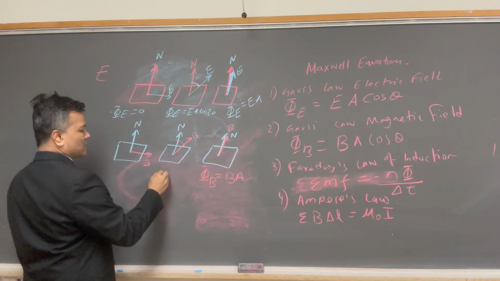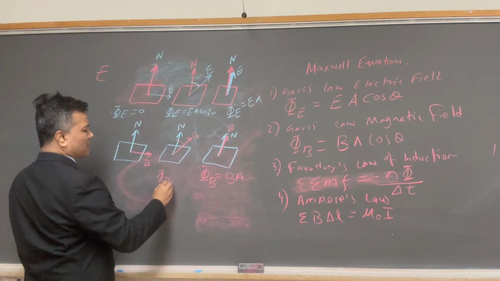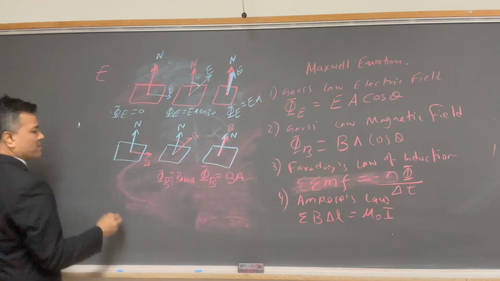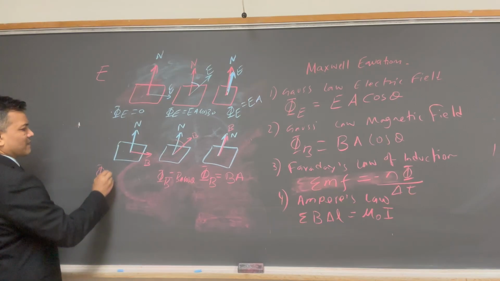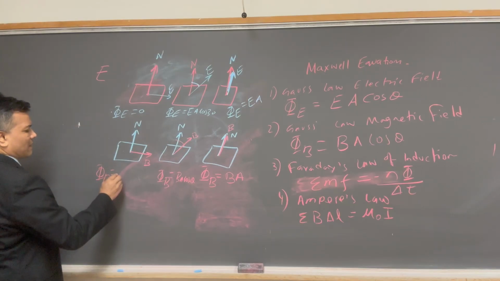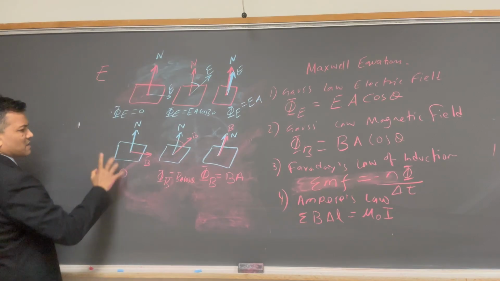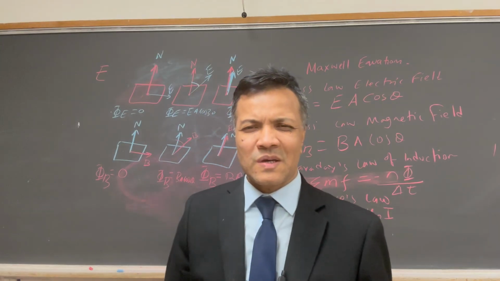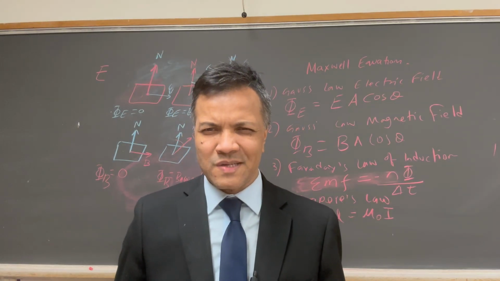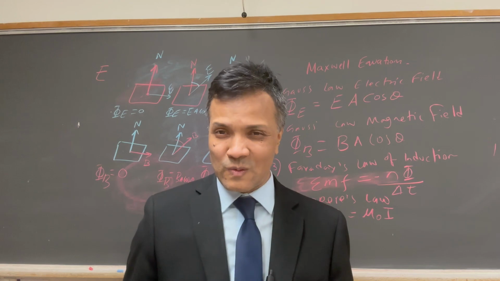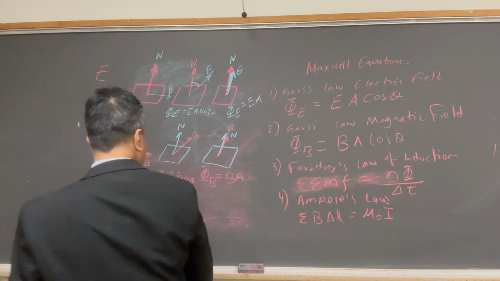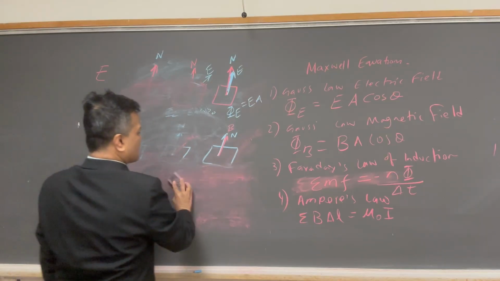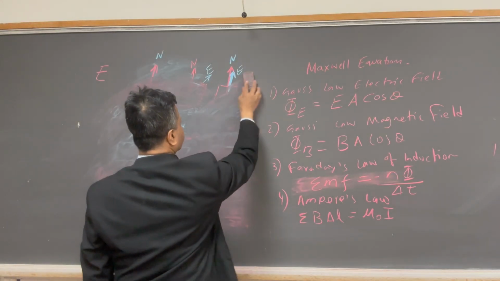So magnetic flux would be BA cosine theta. And magnetic flux would be 0, right? Because they are perpendicular with respect to each other. All right, so this is the idea of magnetic flux. A very easy idea, but it's a very powerful tool. Okay, so we're going to use this to measure electric flux and magnetic flux.